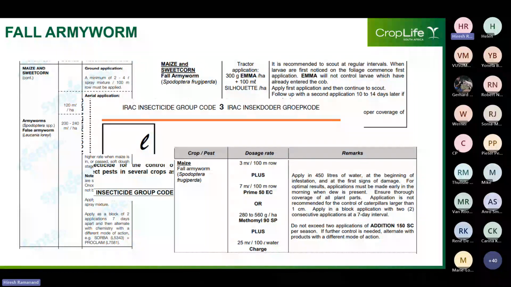With this example, the first thing to me is that it specifies the fall armyworm, Spodoptera frugiperda, and therefore, when used according to the stipulated dose instructions, it will be effective in controlling fall armyworm, but is not registered for use against other Spodoptera species. And what this should indicate to a farmer is that this product should not be used for controlling other Spodoptera species because efficacy cannot be guaranteed.